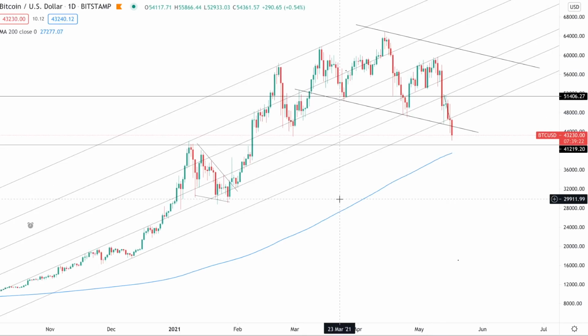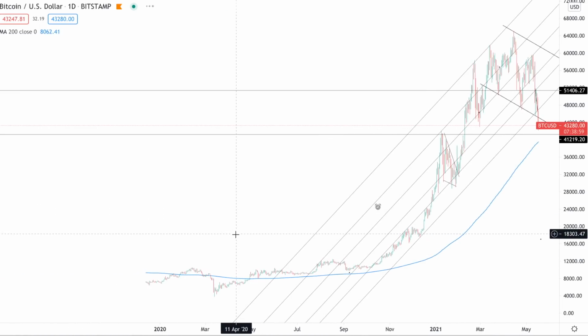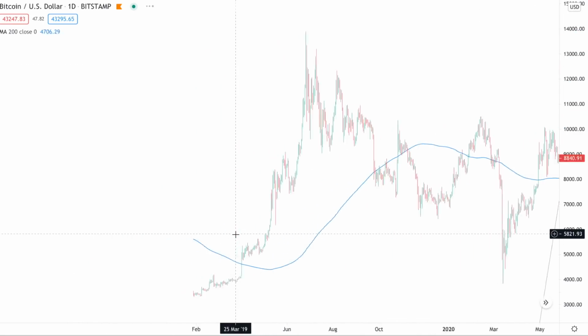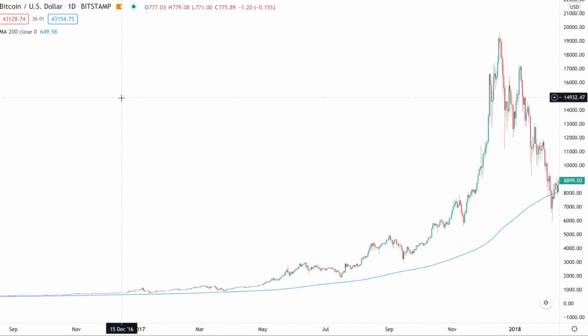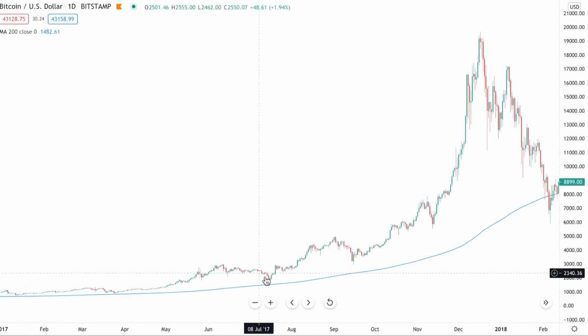Now, this is something that we haven't tagged since May 2020, so right around the 2020 halving. And in fact, this is not a moving average that we tagged in 2017 either. If we zoom out and take a look at the previous bull market, you can see it's not a typical level of support. The corrections in Bitcoin don't typically come back to the 200-day moving average. So why are we looking at that?